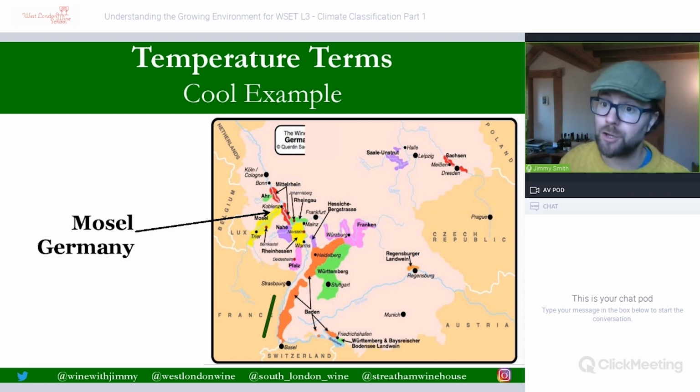So there are some changes and global warming is happening. So this may be a bit more frequent, but the average when taken over 10, 20, 30 years would still place the Mosel, for instance, as a cool climate. So that's cool climate area.